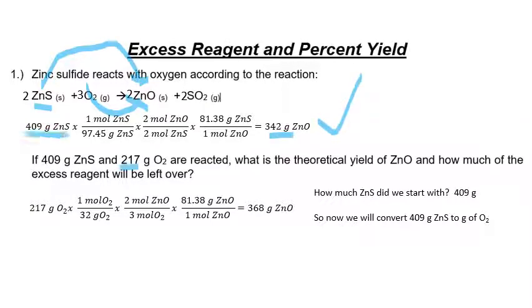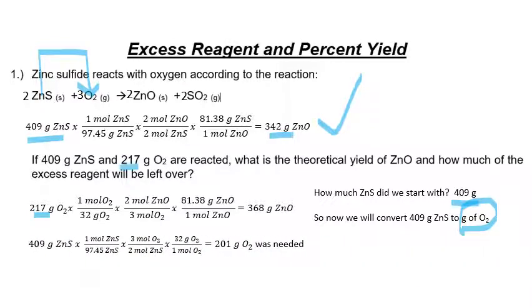I use all 409 grams of zinc sulfide. So then I go over here and I say, well, I started with 409. All I need to do is convert. Again, let me get this stuff out of the way. I am now going to go from grams that I started with of one reactant, moles to moles, to grams. And I want to figure out how many grams of oxygen did I use. I know what I started with, which was 217. How much did I use and how much is left over?